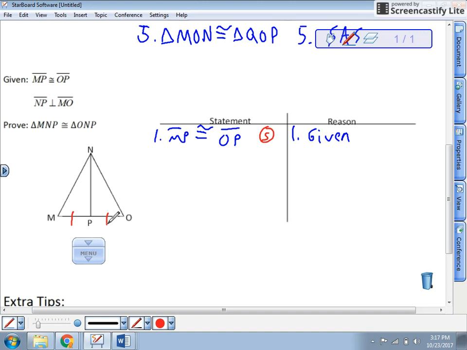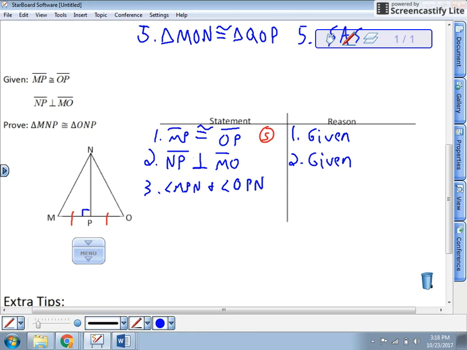There are little tick marks. And then number two, it says that NP is perpendicular to segment MO. And the reason is given. Now, just because they're perpendicular, does that tell us anything's congruent? Not yet. So let's put our little congruent symbol there. Now we've got our side. Let's use that perpendicular. Why do they tell us? Remember, perpendicular means it forms a 90-degree angle. So we're going to say angle MPN and angle OPN are right angles. Again, the reason is the definition of perpendicular.